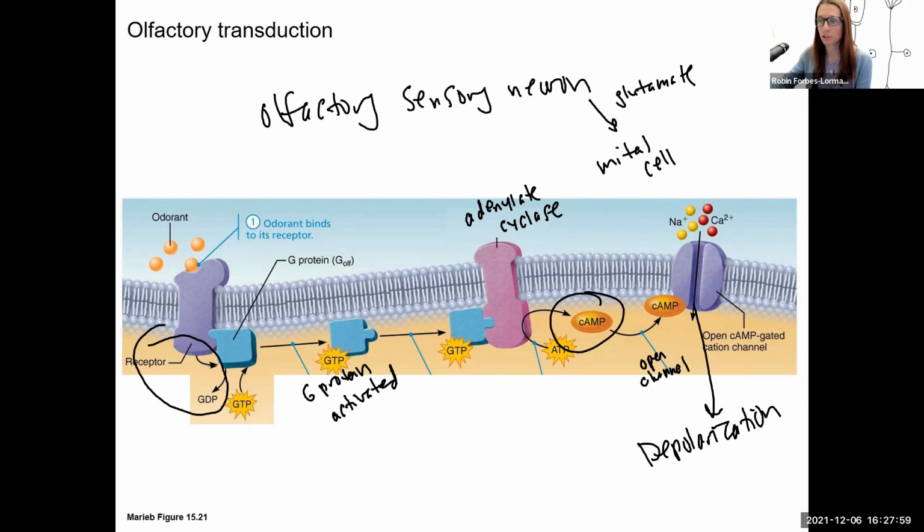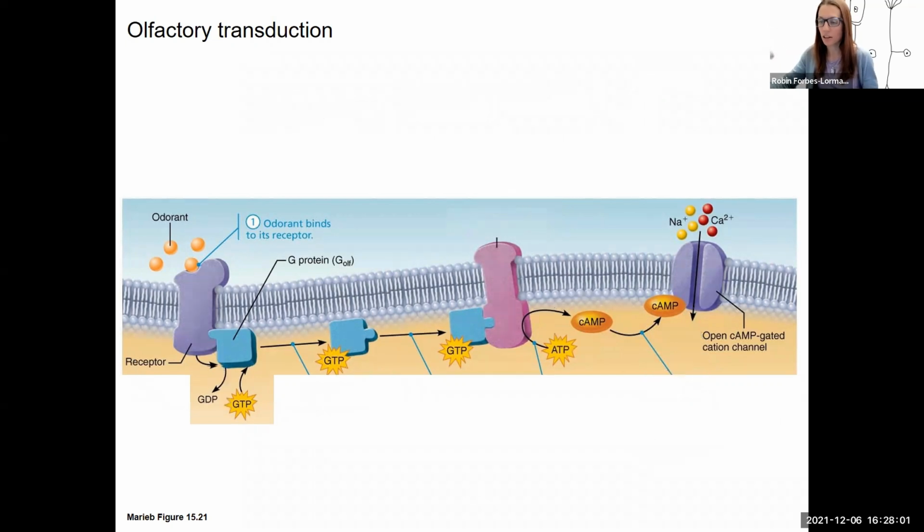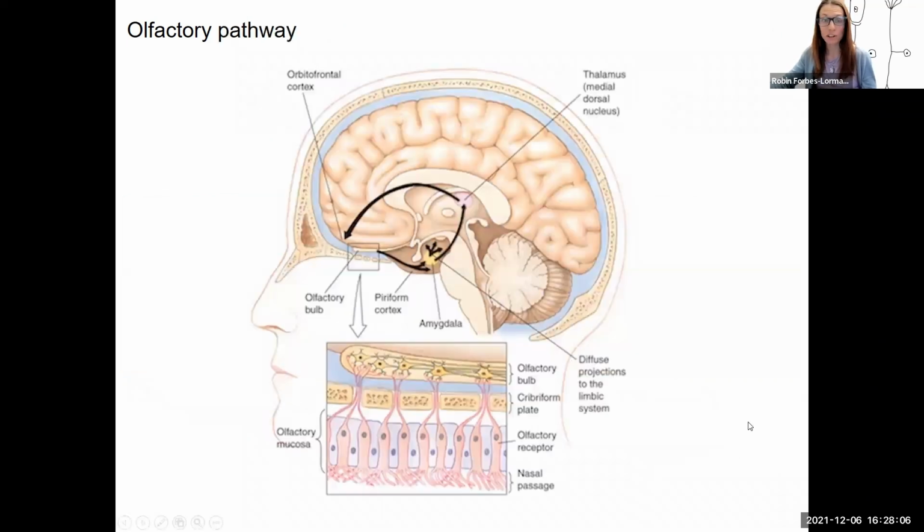The axons of the mitral cells are the olfactory tract, olfactory nerve. Here that is. So here is olfactory bulb. This becomes the olfactory nerve. This is the direction of those pathways. So the unique thing about olfaction is we're going to the amygdala and other places in the limbic system before we even get to the thalamus.